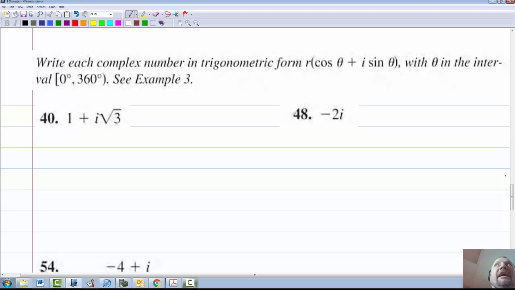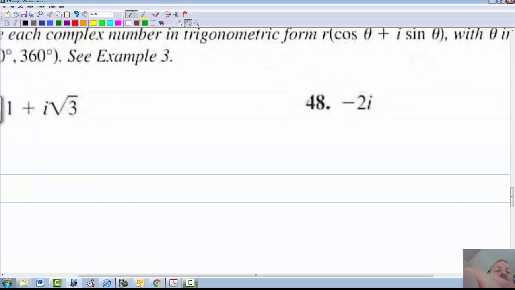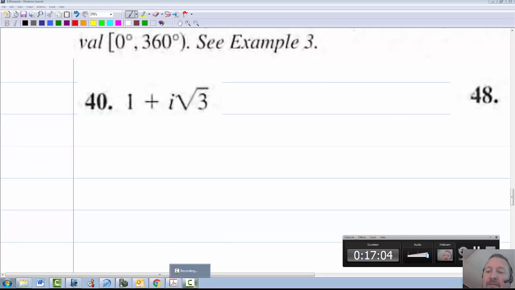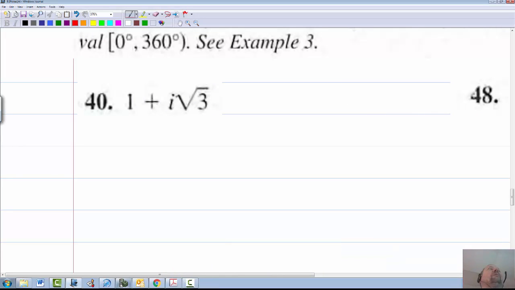Write each complex number in trigonometric form, r cis theta form, where theta is between 0 and 360. That's the rules. So that's what you have to do when you actually do this. And this is why this is 100% review. What it comes down to is if you're stuck, you make a triangle drawing. So that's exactly what we do.